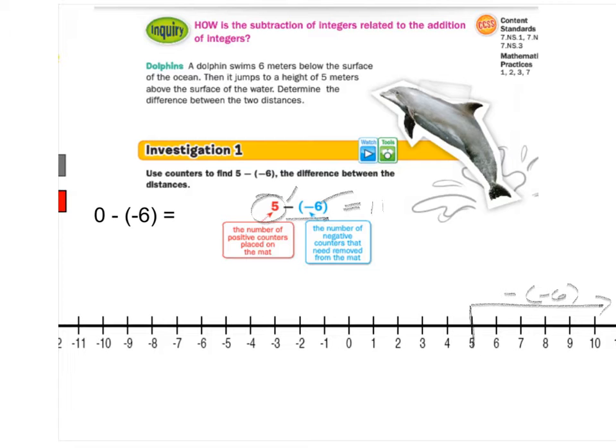Now remember, if we were adding -6, we would go this way. We would go to the left, 1, 2, 3, 4, 5, 6. So we go that way if we were adding -6, and we would wind up in -1. But we're subtracting -6, so we have to go the opposite direction. We have to go to the right.